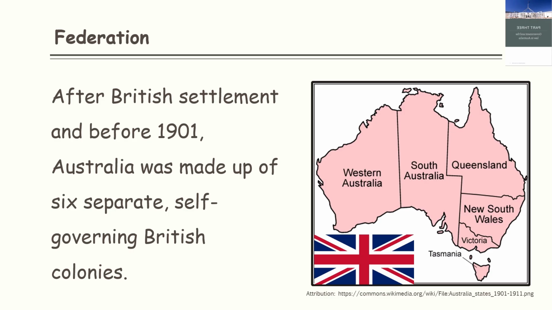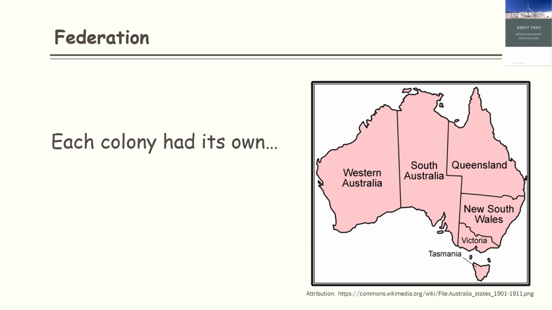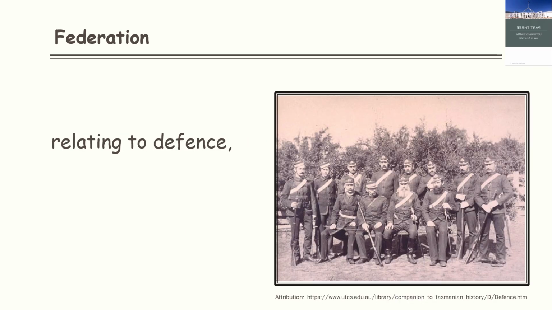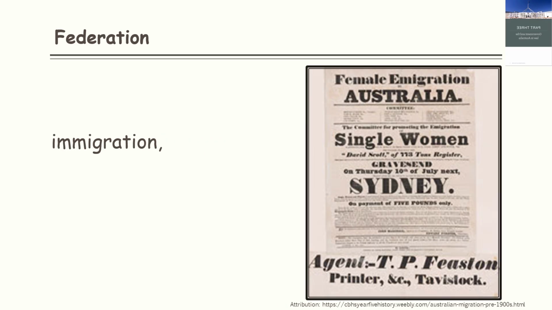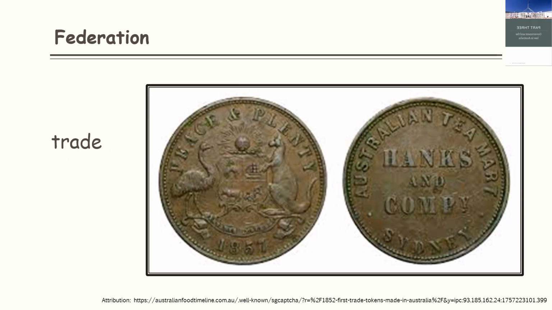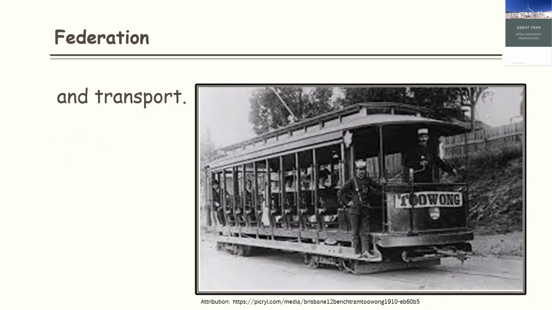Federation. After British settlement, and before 1901, Australia was made up of 6 separate self-governing British colonies. Each colony had its own constitution and laws relating to defense, immigration, postage, trade, and transport.